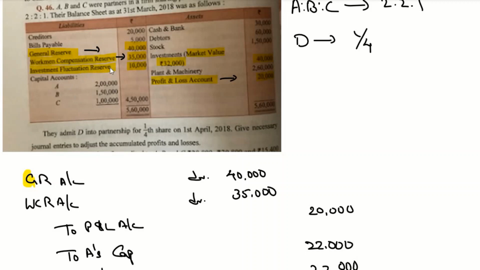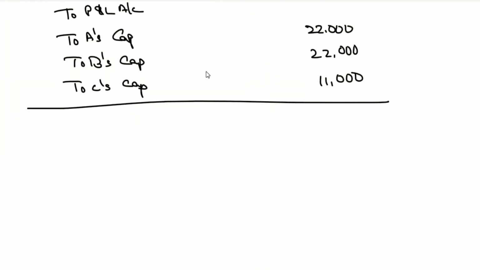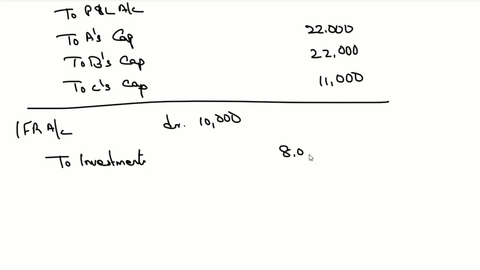Then we need to have a look at the investment fluctuation reserve and the difference between market value and book value of investments. Now the book value of investment is 40,000, market value is 32,000. So here we incurred a loss of rupees 8,000. So the journal entry will be investment fluctuation reserve account debit 10,000. Investment value has to be decreased by 8,000. So to investments 8,000.